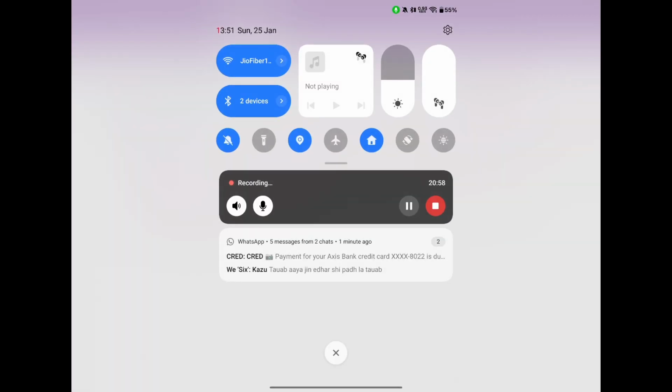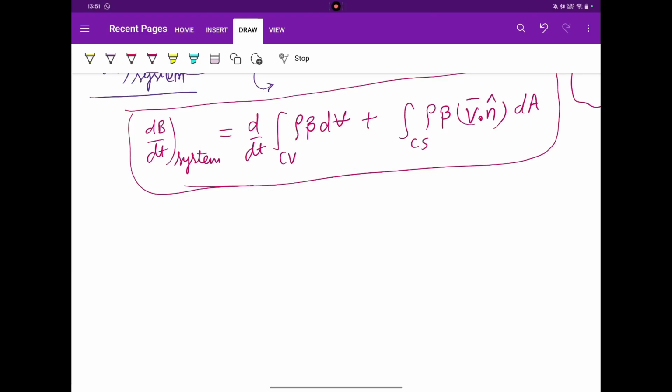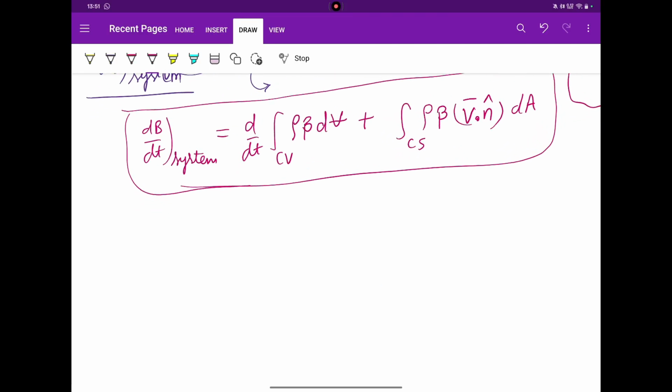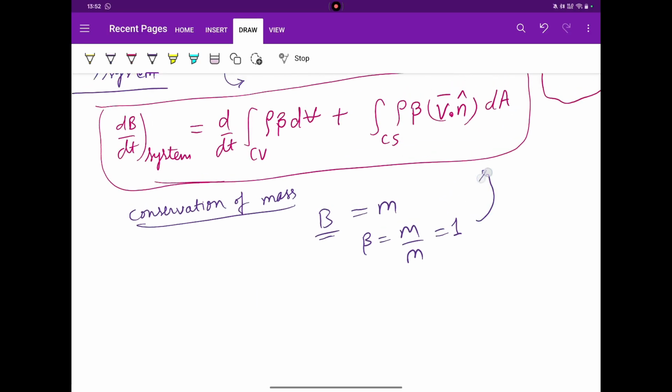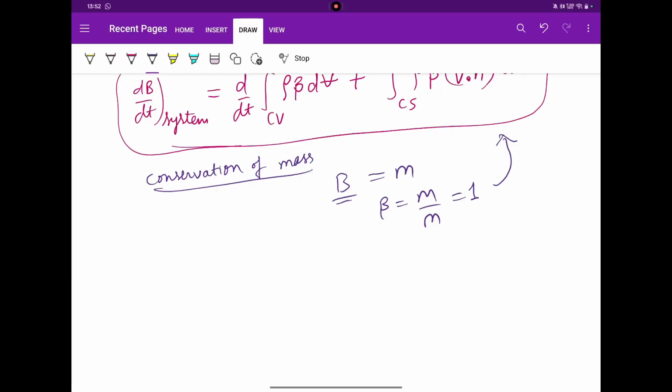Okay, a 20 minute video is already there, so let me quickly derive the conservation of mass in fluid mechanics. Tell me one thing, when we talk about the conservation of mass equation in fluid mechanics, what is this B property? B is m, right? And what becomes beta? M upon mass, it was an intensive property, it becomes 1. Can we not put it here quickly? If we do that, what will I get here?